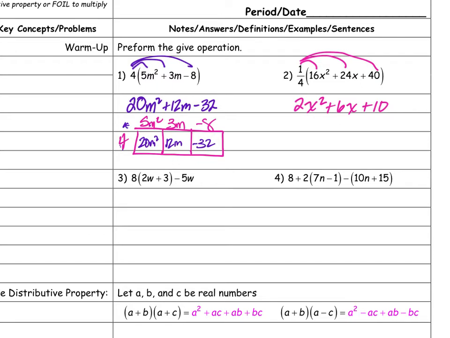Either way is fine, like you draw the little loopy arches, or make a little multiplication table. I don't care, whichever way you want to think about it. So number 3, I'm going to distribute an 8 through. So 8 times 2w is 16w, and 8 times 3 is 24 minus 5w. And then I've got 2 like terms, 16w and negative 5w, which gives me 11w plus 24.